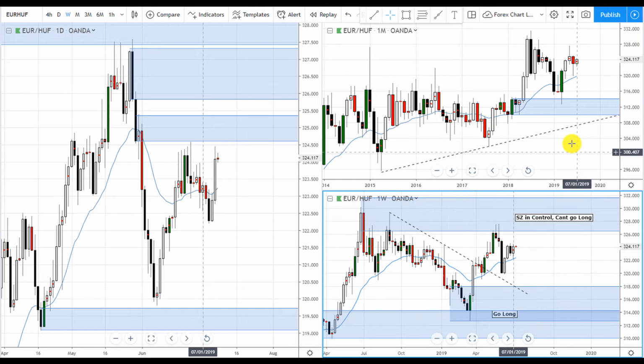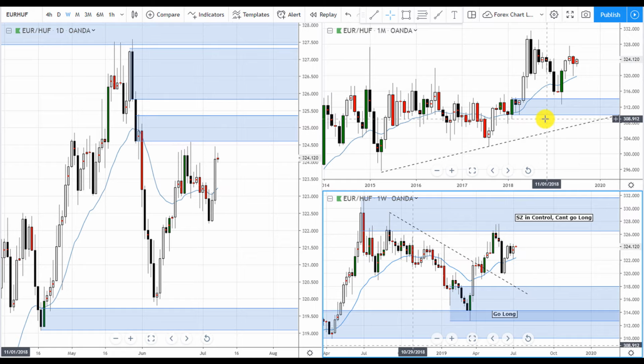On the left-hand chart here, every candle is 1 day, it's a daily chart. On the bottom right, every candle is 1 week. This is what we call the weekly chart. And on the upper right corner, every candle is 1 month, otherwise known as the 1 month chart. Let's take a look at the 1 month chart first because that's the highest time frame that I'm using.